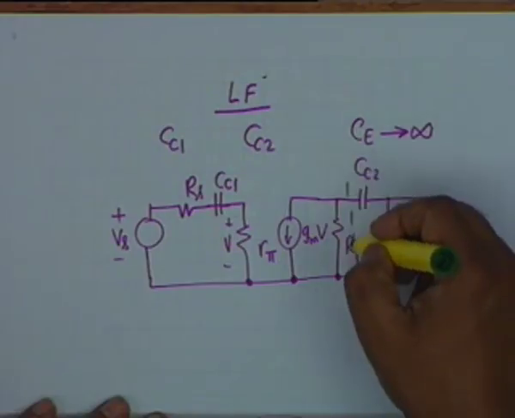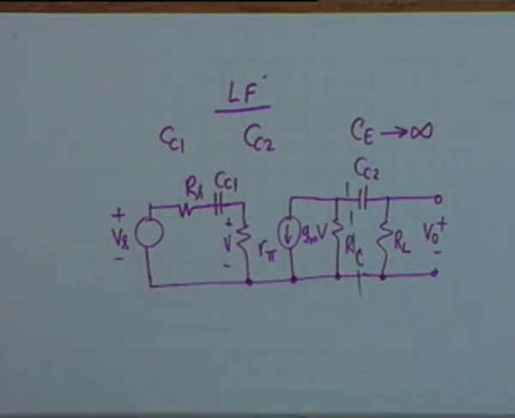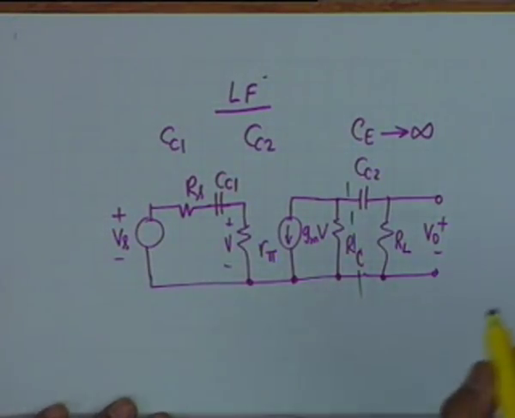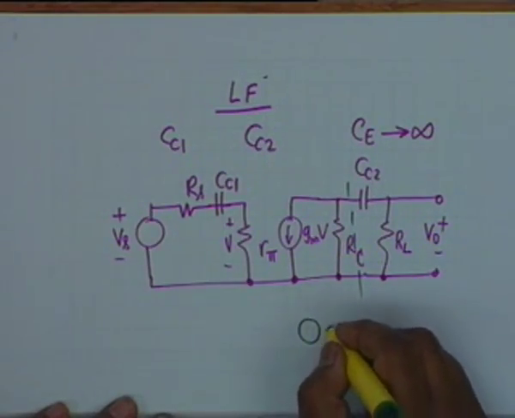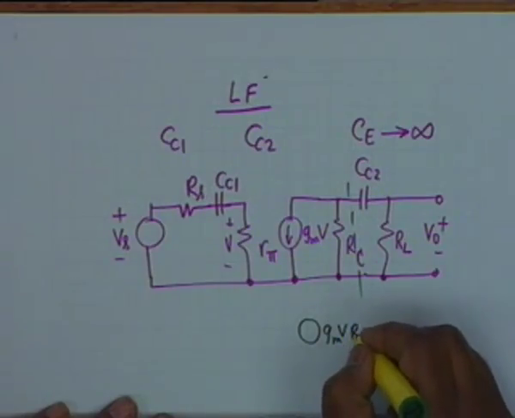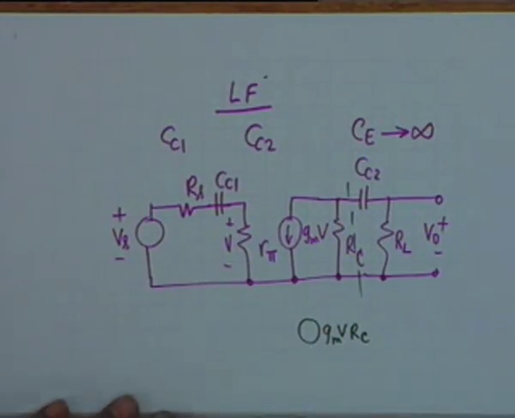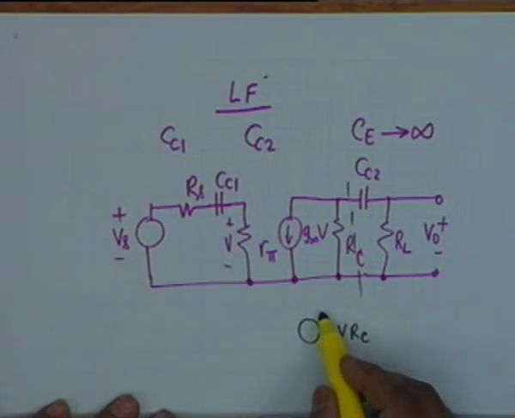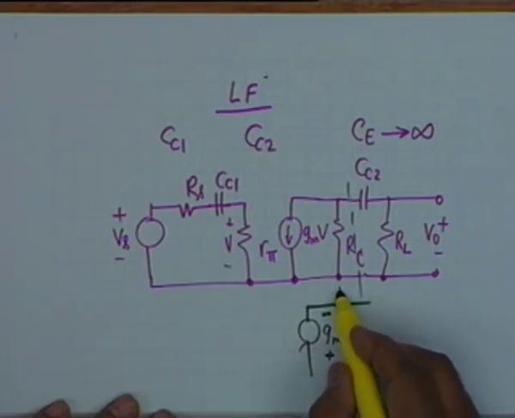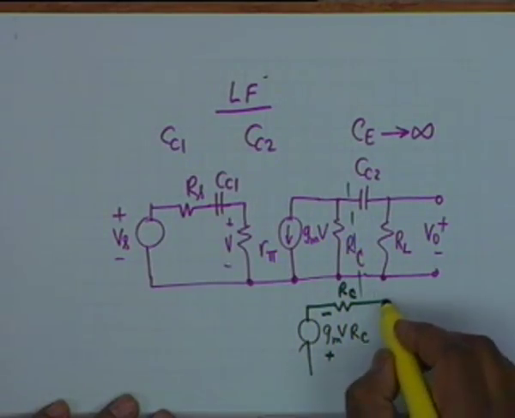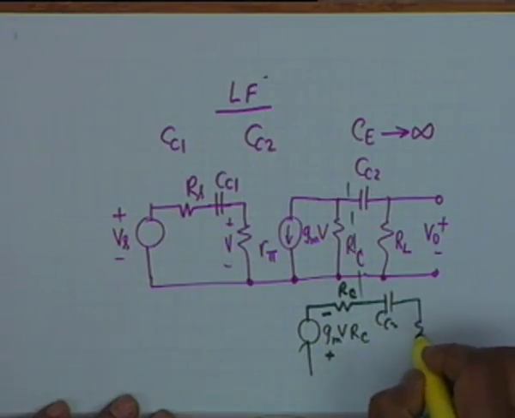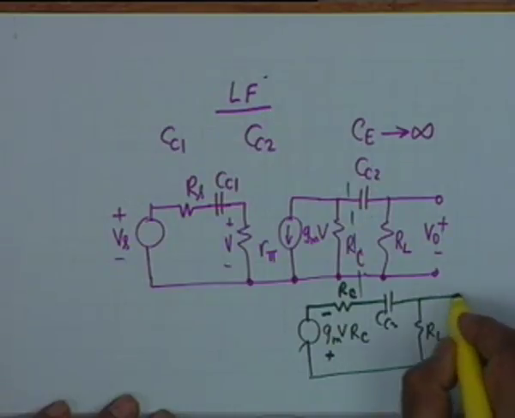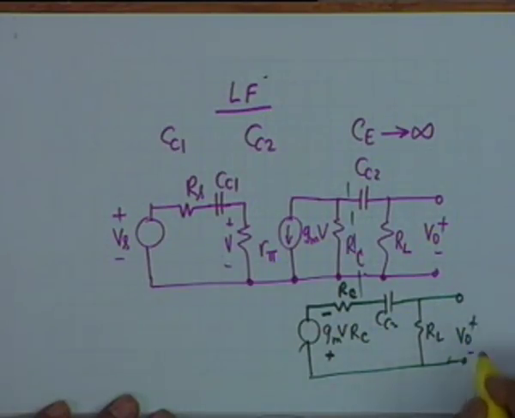We can replace this part by Thevenin's theorem, and therefore what we can do is, then RC and RL will come in series. You see the point? So, this part I can write as GM V times RC. This is the open circuit voltage with what polarity? Minus, plus. Then the Thevenin resistance is RC. Then we have CC2 and we have RL. The output circuit can be represented like this, and this is V0.